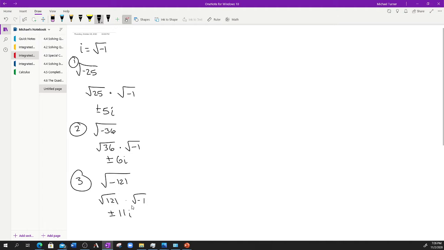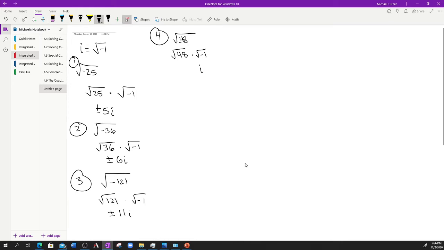So that's it. I could also give you some questions that don't have a perfect square as the radical. For instance, let's say the square root of negative 48. If I take the square root of negative 48, you can separate this into the square root of 48 times the square root of negative 1. The square root of negative 1 is i.